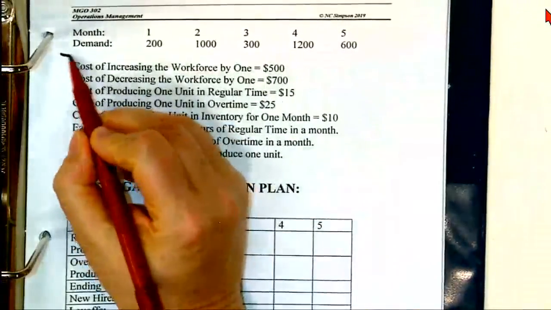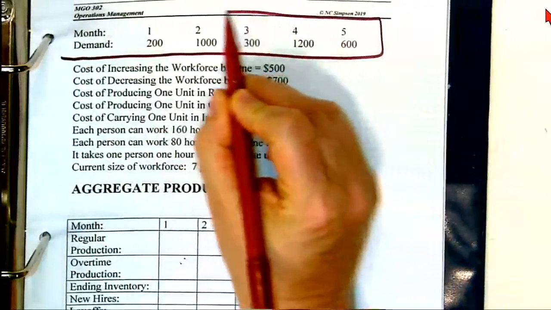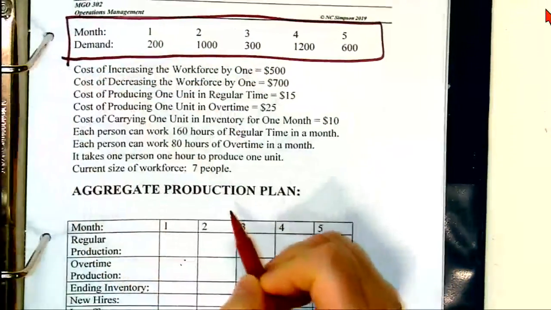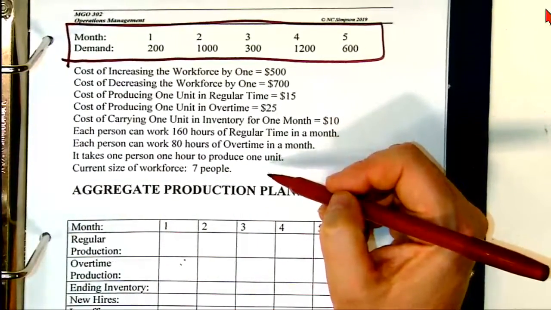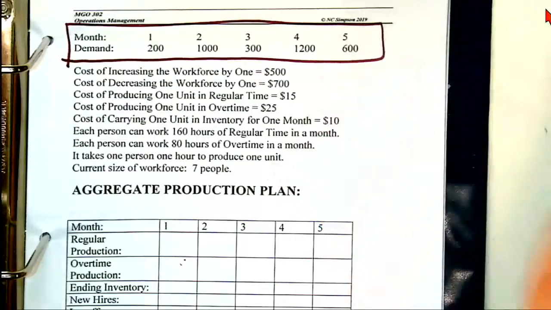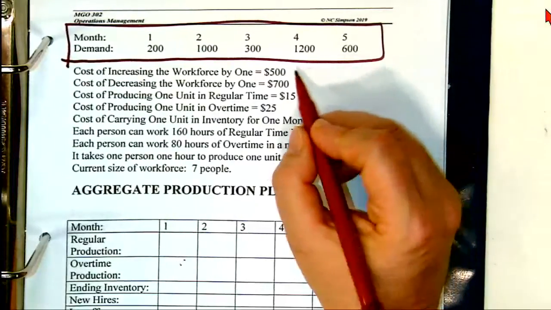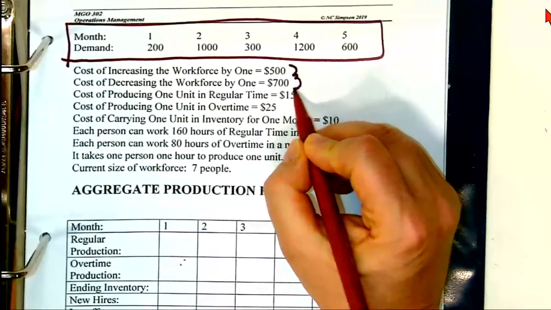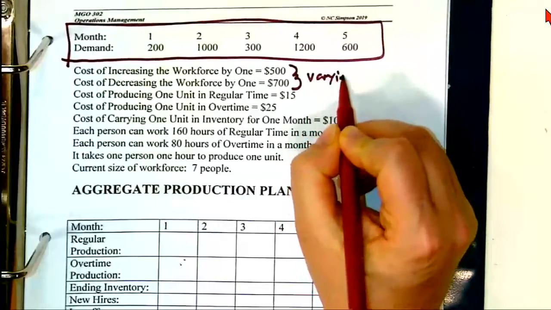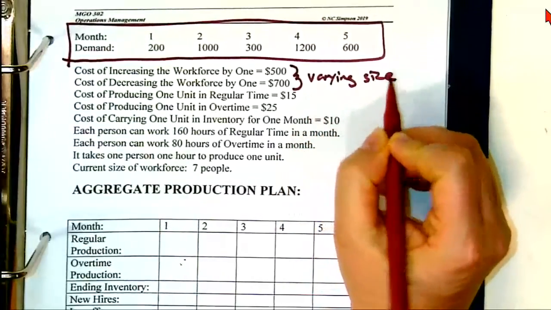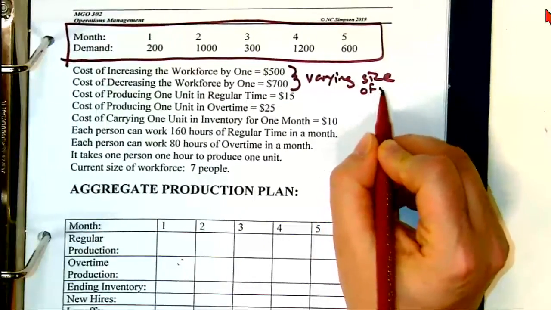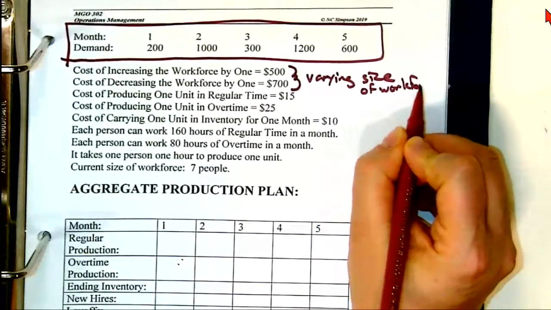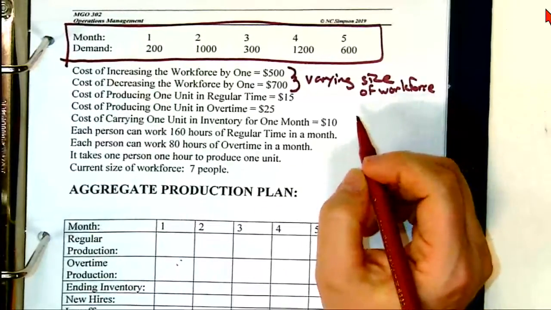In aggregate planning, you have to have a forecast. So for instance, here's a forecast, and you have to have information on what your options are. Oh, so this is just a list. There's not even any context. But I can see that one of our options is varying the size of the workforce. I can see that because it's priced. So apparently it's something that we could choose from.